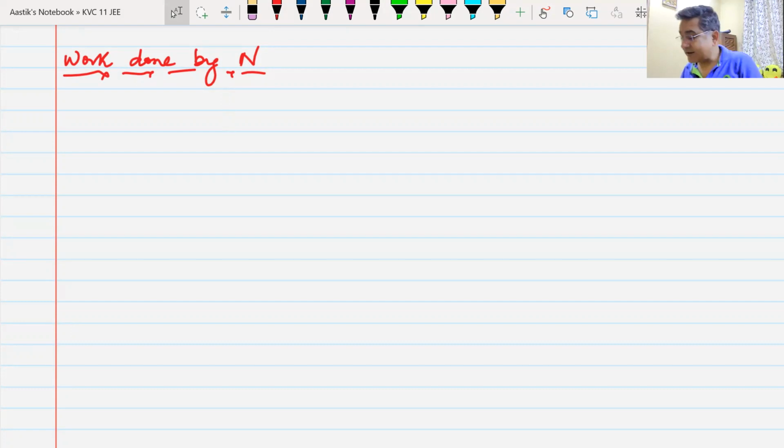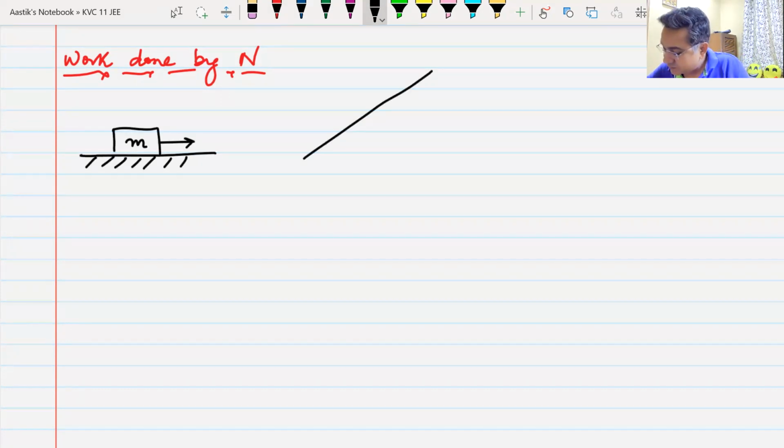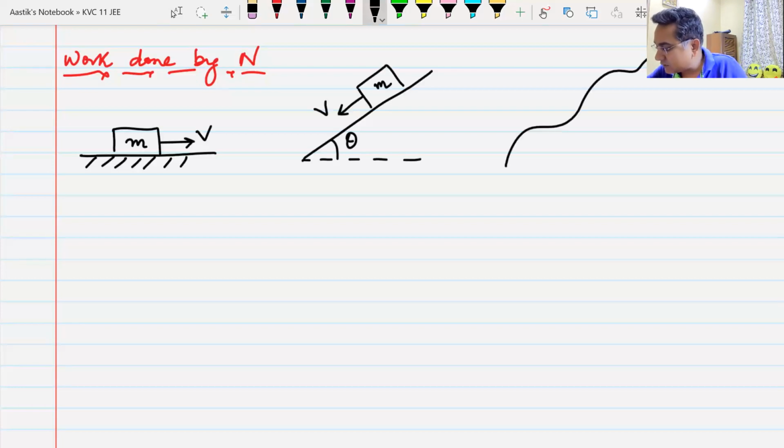Now, whenever you have a normal reaction, you have a body kept on a horizontal surface and the body may be moving, or the body may be on an inclined surface and then the body is moving, or the body may be on a zigzag path and then the body is moving. What is the work done by normal reaction in all these cases?